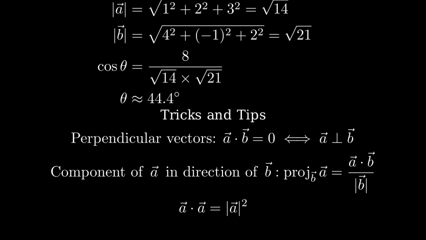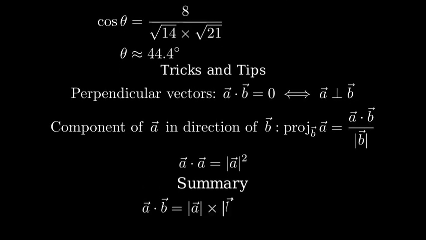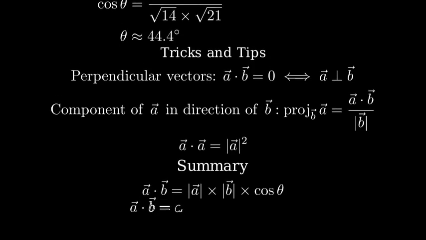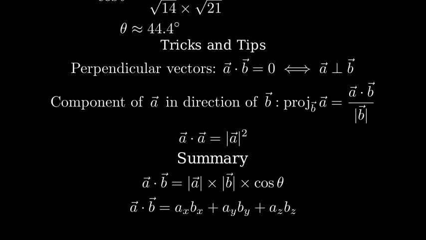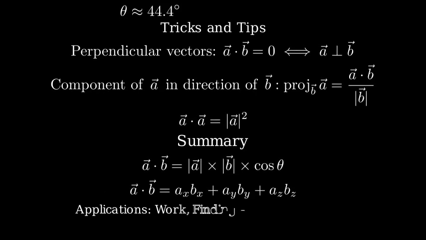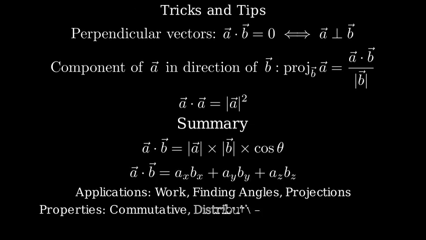Let's summarize what we've learned about the dot product. The dot product of two vectors is a scalar that equals the product of their magnitudes times the cosine of the angle between them. Alternatively, it can be calculated by multiplying corresponding components and adding the results. The dot product has important applications in physics and geometry, including calculating work and finding angles between vectors. Remember the key properties. It's commutative, distributive, and works well with scalar multiplication.